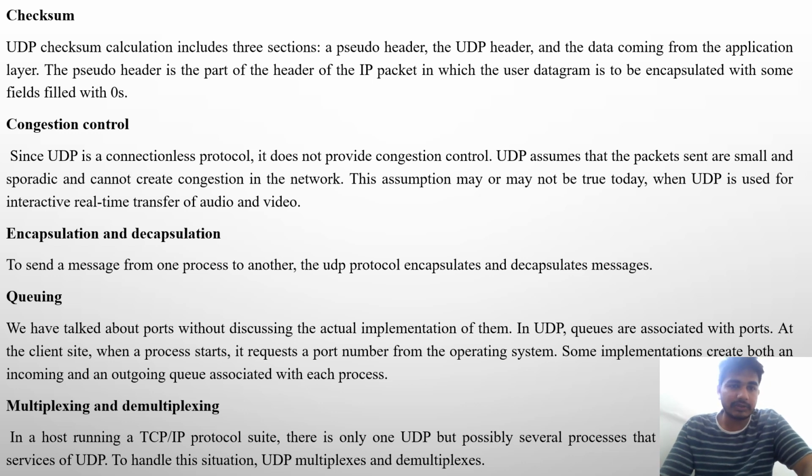Encapsulation and decapsulation. To send a message from one process to another, the UDP protocol encapsulates and decapsulates the message. Queuing. We have talked about ports without discussing the actual implementation of them. In UDP, queues are associated with ports. At the client side, when a process starts, it requests a port number from the operating system. Some implementations create both an incoming and an outgoing queue associated with each process.